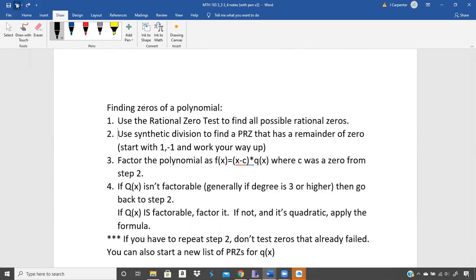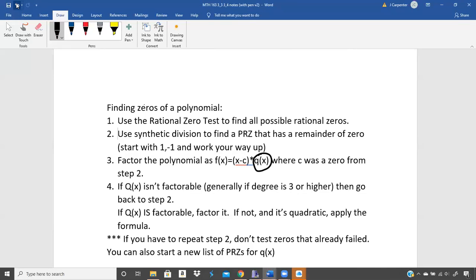All right, so once you have a zero that works, a zero that spits out a remainder of zero, because that means it's a zero, you factor the polynomial. So if c was your zero, x minus c is your factor. Then remember, you need the quotient from the synthetic division, because that gives you the other factor.